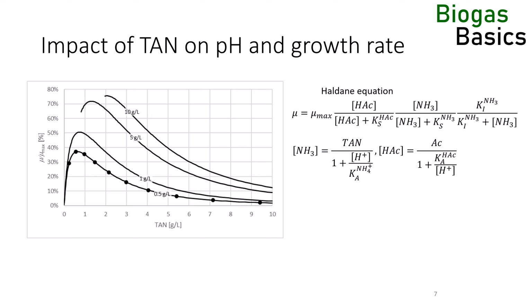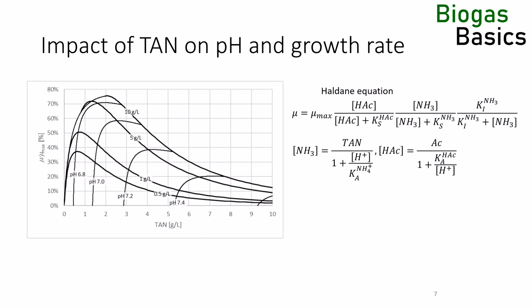At constant total ammonia-nitrogen, the microorganisms can grow faster when the acetic acid concentration increases. We can connect points of constant pH along the lines of constant total acetic acid to see the impact of total ammonia-nitrogen and total acetic acid on the pH value. These are the lines for 6.8, 7.0, 7.2, 7.4, and 7.6.